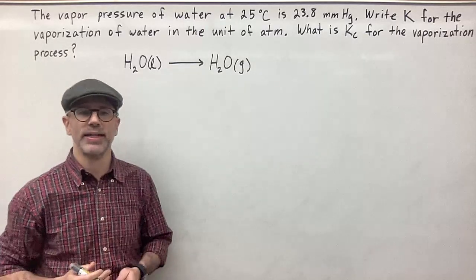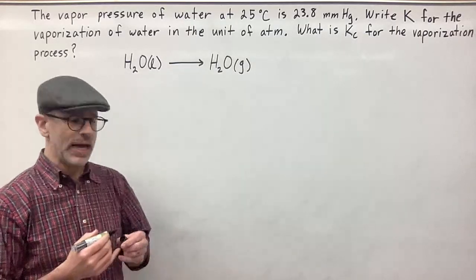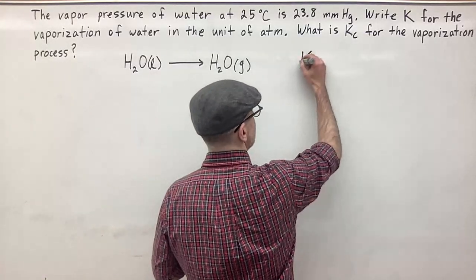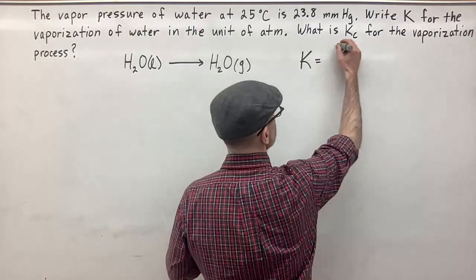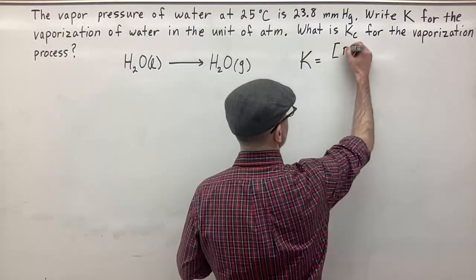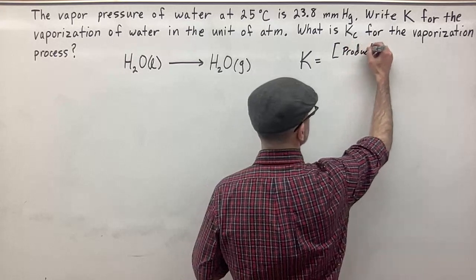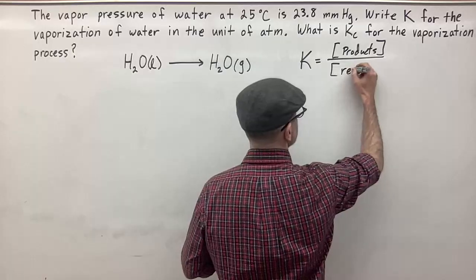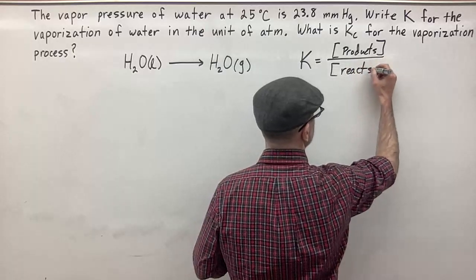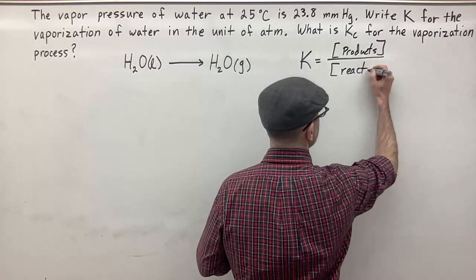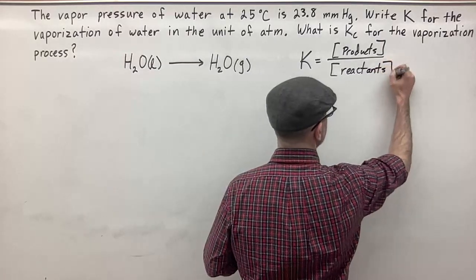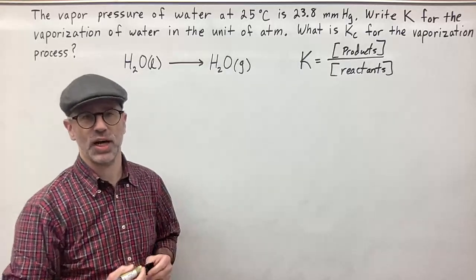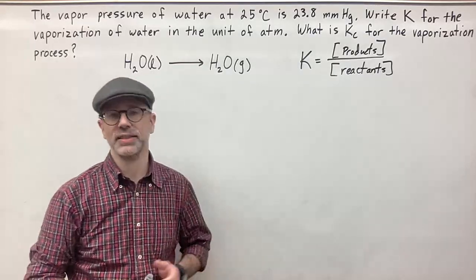So the first thing we need to write down is the expression for K. And so the expression for K generically is the concentration of products over the concentration of reactants. Okay, so that's a simplified, generic version of what the equilibrium constant expression is.